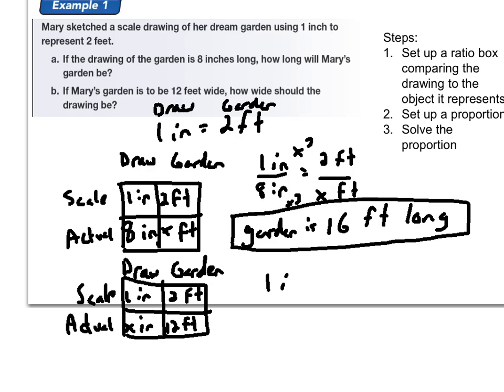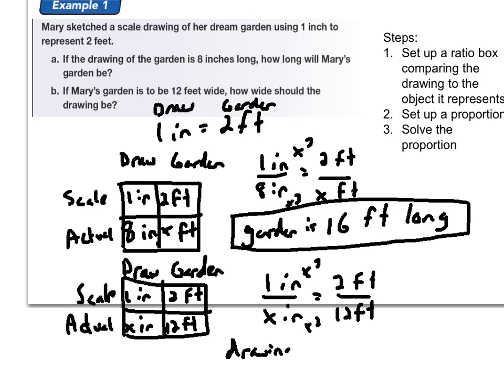So now we're going to set this up again. 1 inch over x inches equals 2 feet over 12 feet. Well, we know that 1 times 2 is 2, so we want to know what times 2 equals 12, and that is going to be 6 inches. Okay, so the drawing is 6 inches wide.